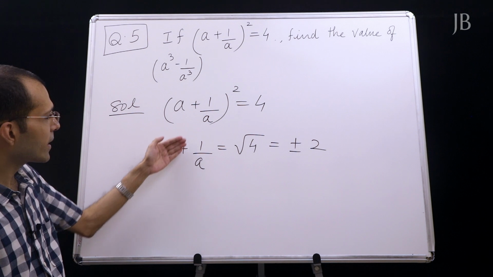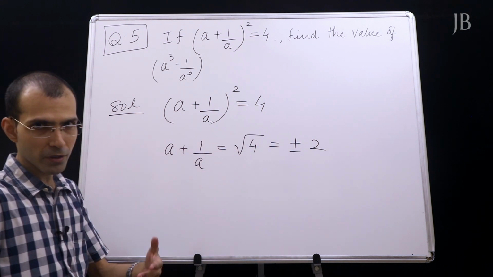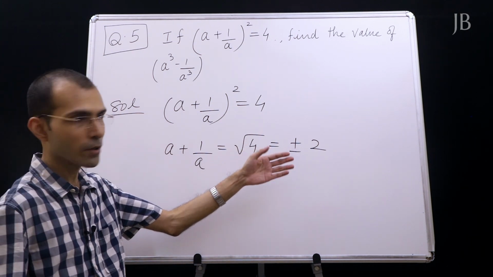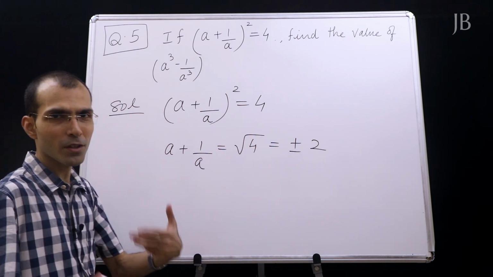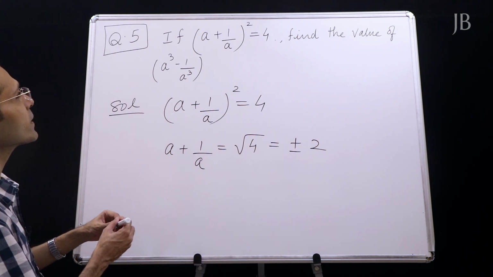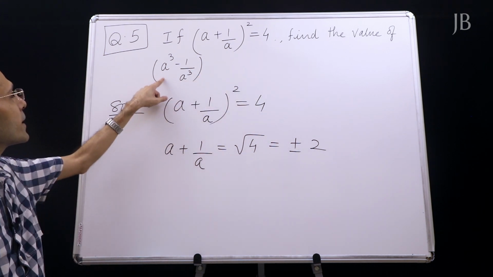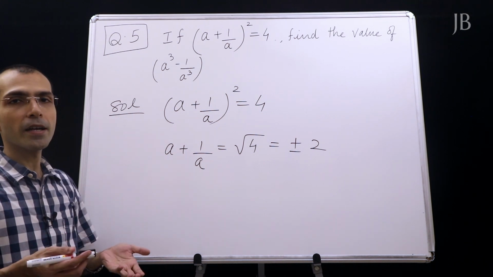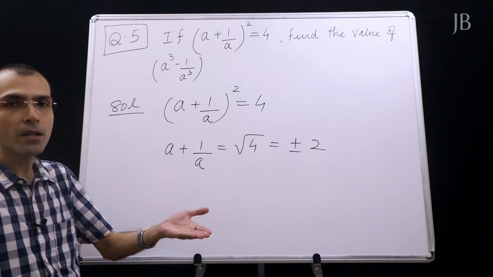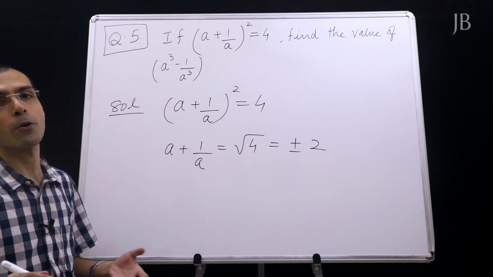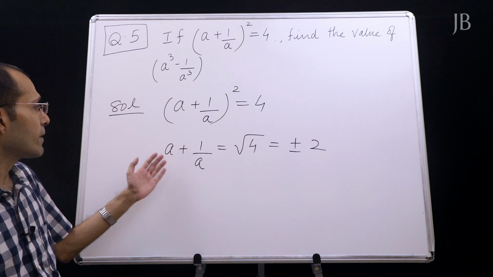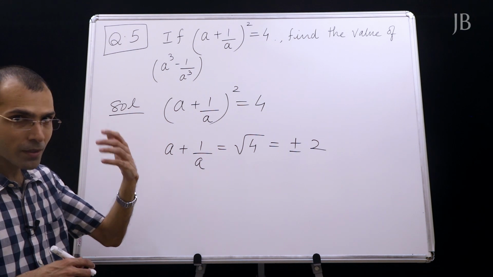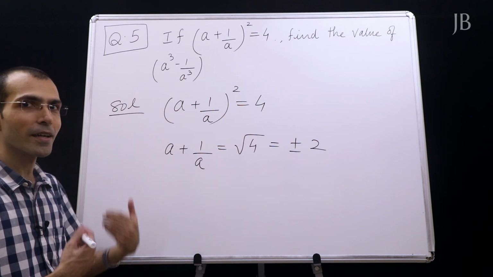So now I am considering a plus 1 upon a as 2 and working out the sum. You will have to work out with the other possibility also, that is a plus 1 upon a as minus 2, on similar lines. Okay, what do we want? Find the value of a cube minus 1 upon a cube. See, to get a cube minus 1 upon a cube, the base term required is a minus 1 upon a. But we do not have that. We have a plus 1 upon a. So first we have to find a minus 1 upon a. So something you remember: given plus, find minus.